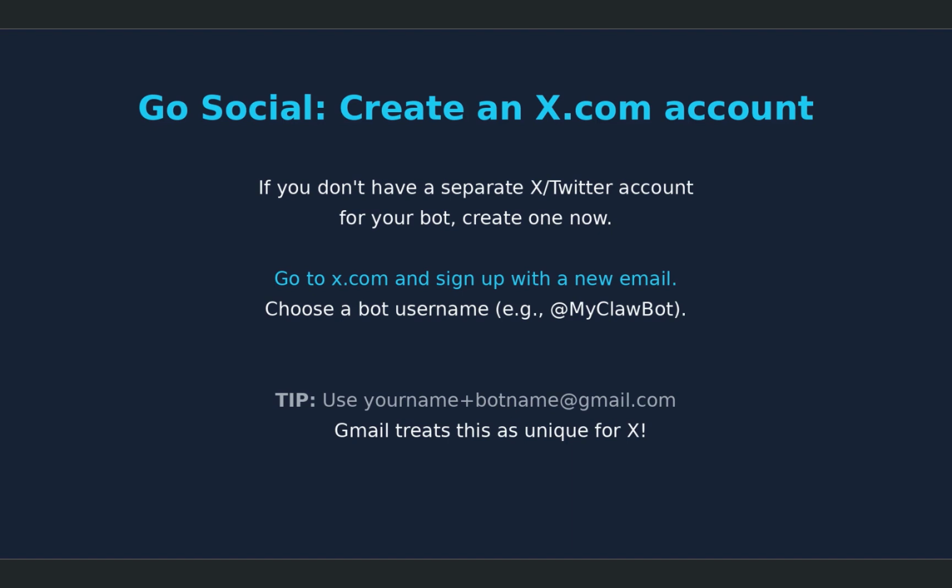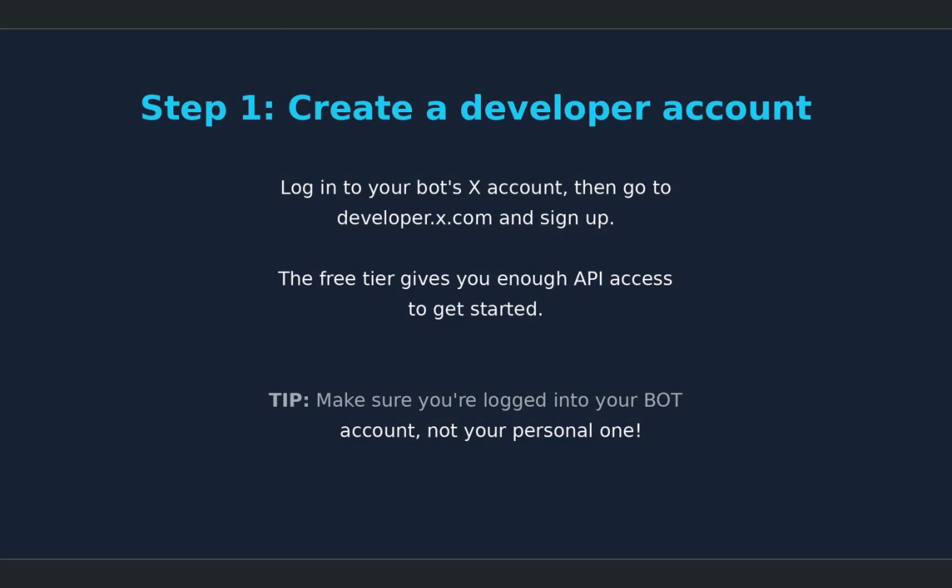Gmail allows plus addressing. Your name plus bot name at gmail.com counts as a unique email to X, but goes to your main inbox. Step 1. Create a Twitter developer account. Log into your bot's X account, then go to developer.x.com and sign up for a developer account. The free tier gives you enough API access to get started. Important. Make sure you're logged into your bot account, not your personal X account, before applying for developer access.